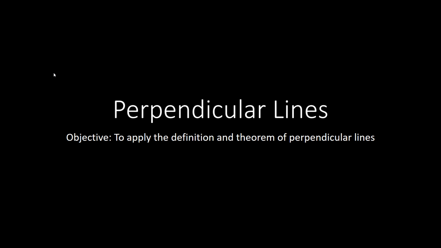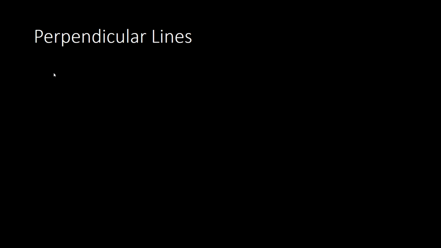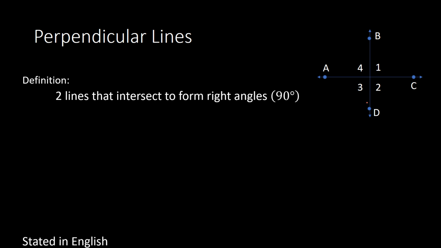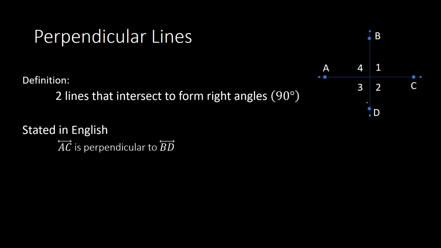In this lesson, you will learn to apply the definition and theorem of perpendicular lines. Now, what do we mean when we say perpendicular? Well, lines are perpendicular if you have two lines that intersect to form right angles, meaning that we have angles that are 90 degrees. So for example, over here, we see that line AC is perpendicular to line BD. So that is how we would say that. We would say that AC is perpendicular to BD.